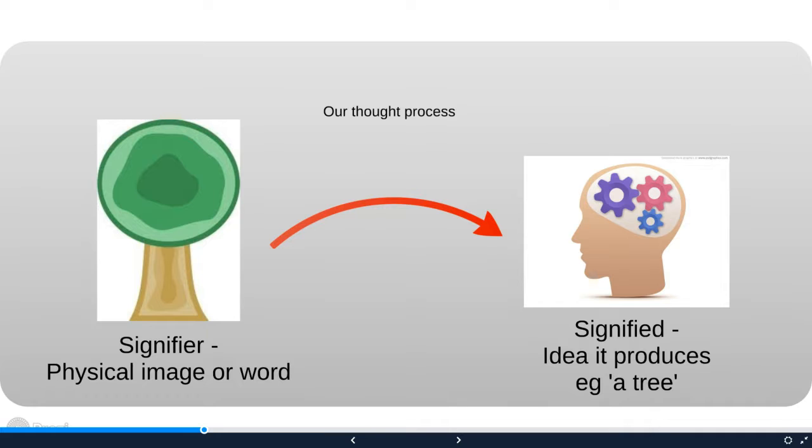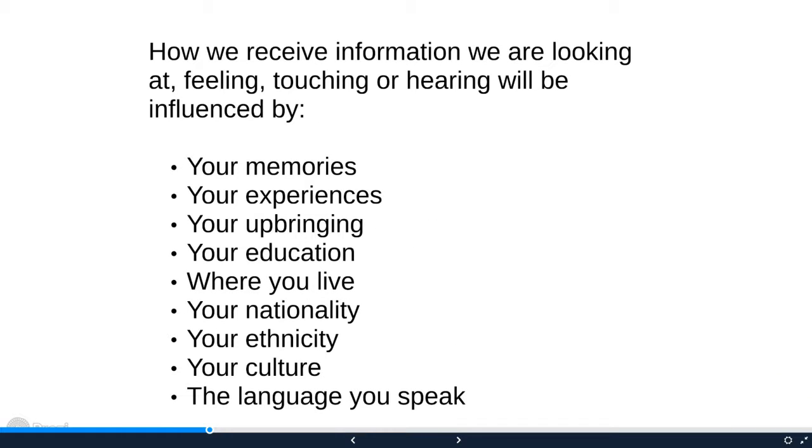The signifier is the actual physical image or word itself. The signified is the idea it produces in your mind. Whenever there is a sign you're encountering, your mind is doing these two parts at the same time. The signifier and the signified.